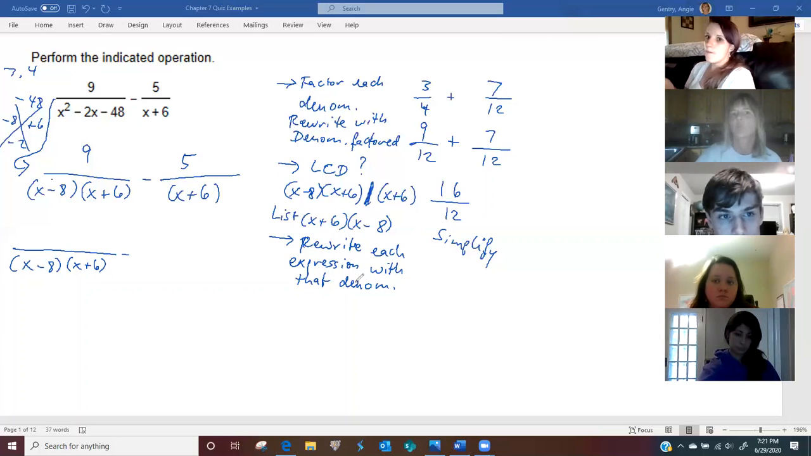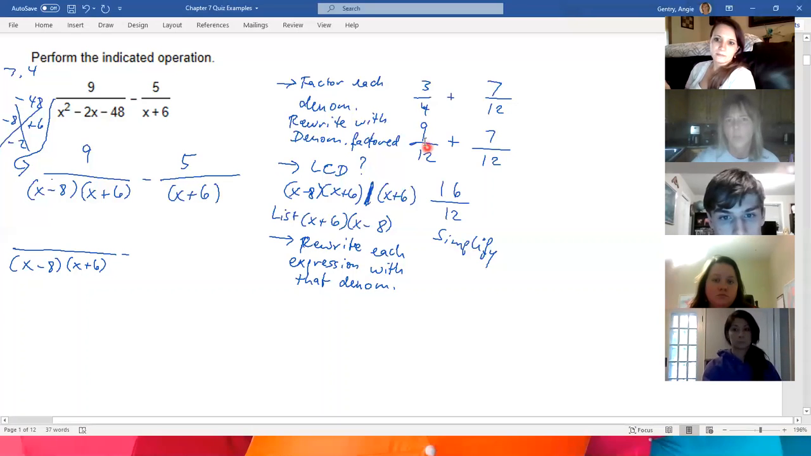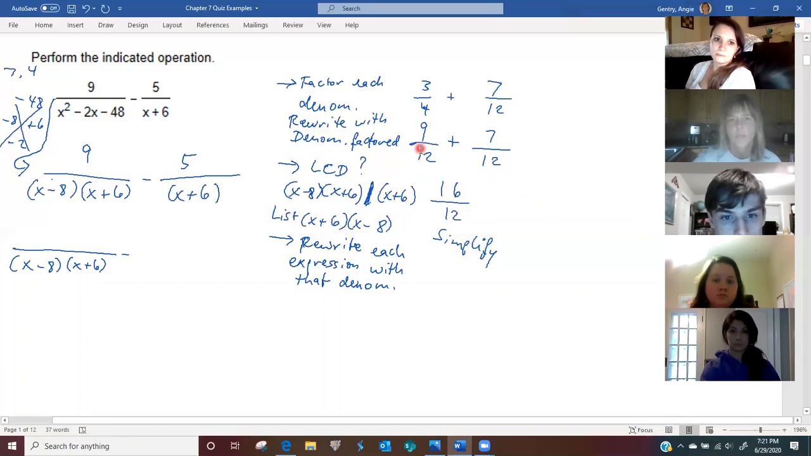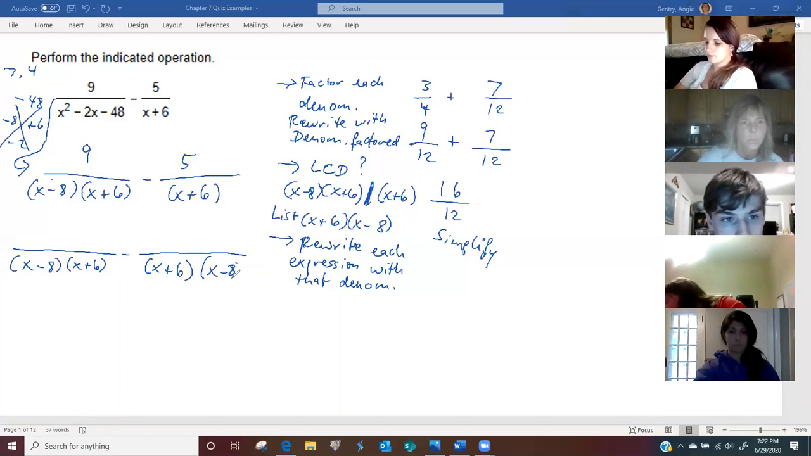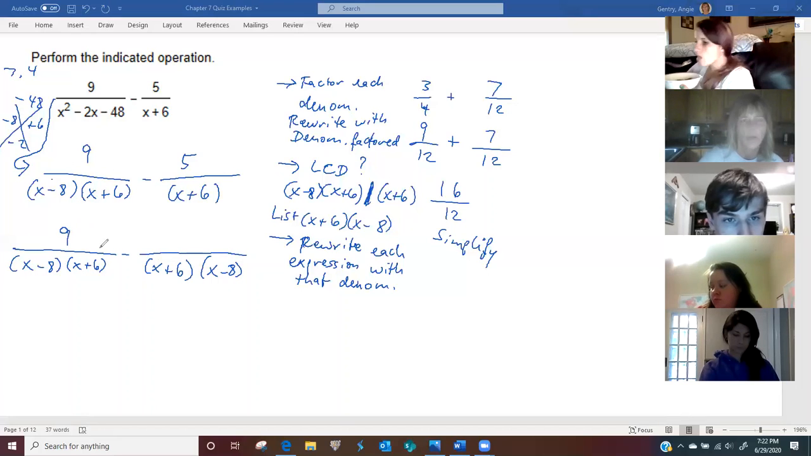But you rewrite each expression with that denominator. You see how here we rewrote this expression with that denominator, because we decided in this case it was a 12. I just made that up, that was an example. So what is my LCD? Leave the numerator blank first, and then say what happened from here to here. Nothing, right? And then what happened from here to here?